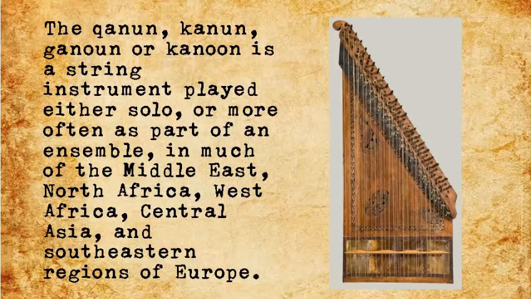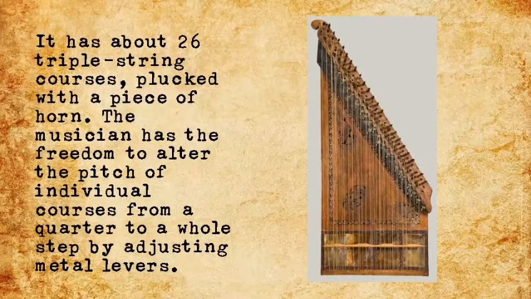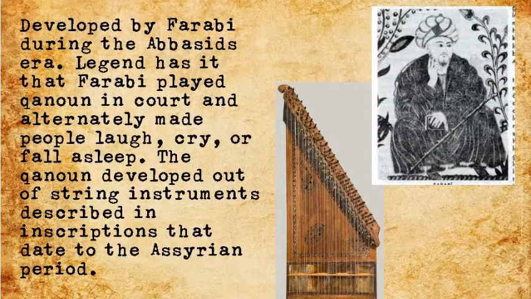The qanun or kanun is a string instrument played either solo or more often as part of an ensemble in much of the Middle East, North Africa, West Africa, Central Asia, and southeastern regions of Europe. It has about 26 triple string courses plucked with a piece of horn. The musician has the freedom to alter the pitch of individual courses from a quarter to a whole step by adjusting metal levers. Developed by Farabi during the Abbasid era, legend has it that Farabi played qanun in court and alternately made people laugh, cry, or fall asleep.